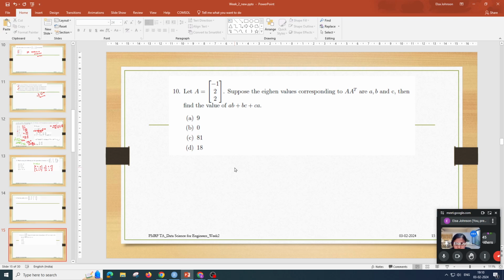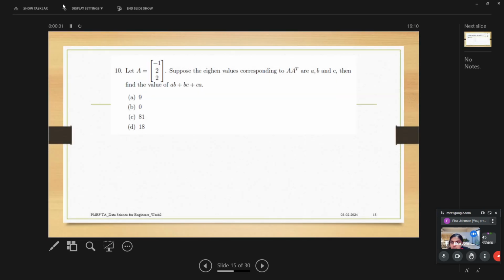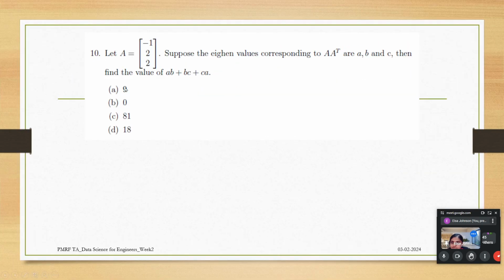Okay, so here you can see it. I have A and A transpose, and we are asked to find the eigenvalues. The eigenvalues corresponding to these matrices are given as A, B, C. So we have to find the value of AB plus BC plus AC.